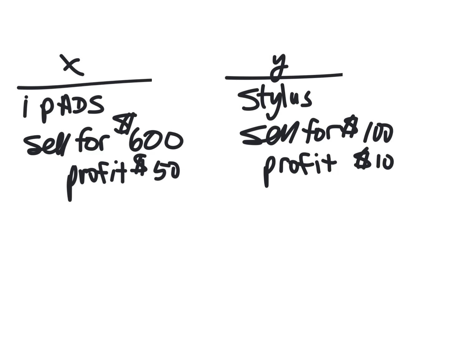Okay, so we're starting with some practice on writing the constraint equations. One of the things that you've got to figure out is what is what. I said X was going to be iPads. They're going to sell for $600, and you're going to get $50 of profit. Y is going to be styluses, and you're going to sell those at $100 each, and you're going to get $10 of profit on each of those.